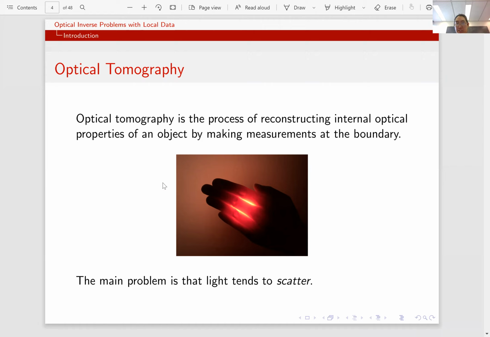So here's a picture. This is just a picture of an ordinary flashlight that I've covered with my hand in a dark room. And you can see that there's light coming through my hand, and you can try to think about reconstructing the internal properties of my hand from measurements of light at the boundary. So this is what I mean by optical tomography.